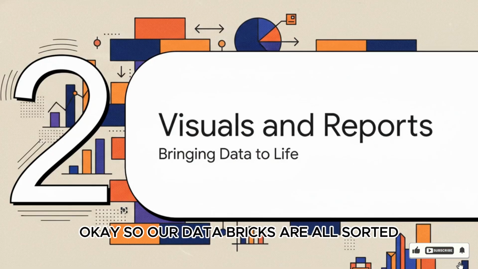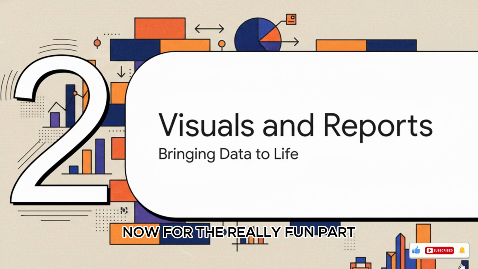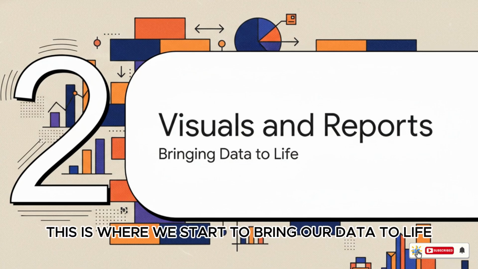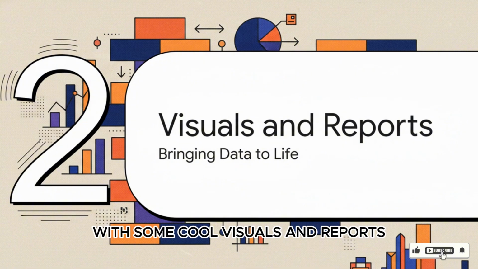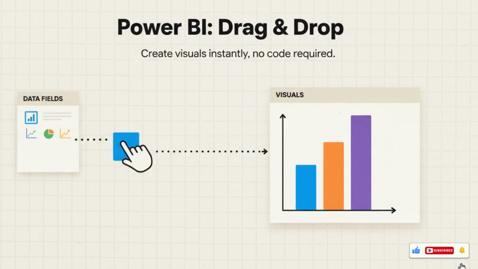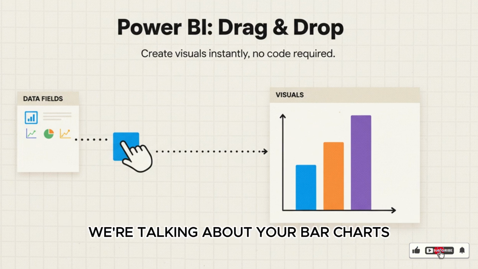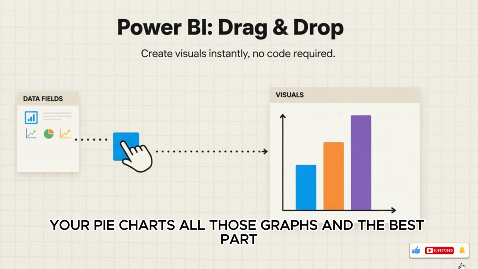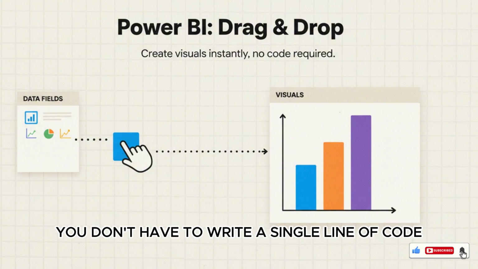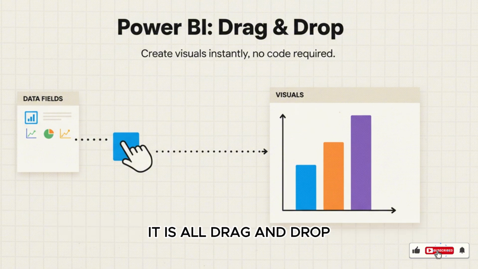Okay, so our data bricks are all sorted. Now for the really fun part, building with them. This is where we start to bring our data to life with some cool visuals and reports. This is where we create what Power BI calls visuals. We're talking about your bar charts, your pie charts, all those graphs. And the best part, you don't have to write a single line of code. It is all drag and drop.